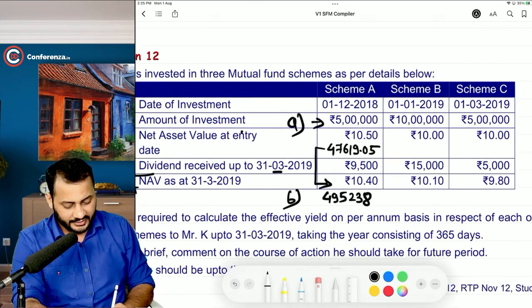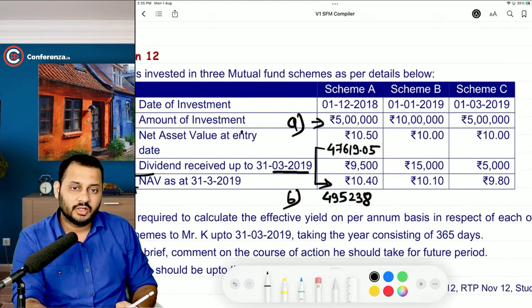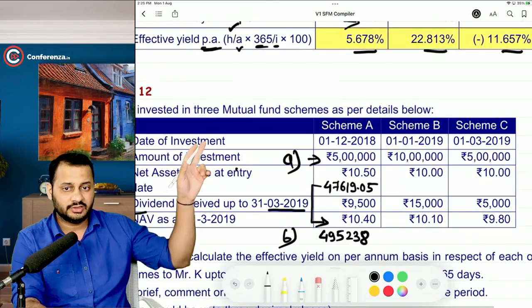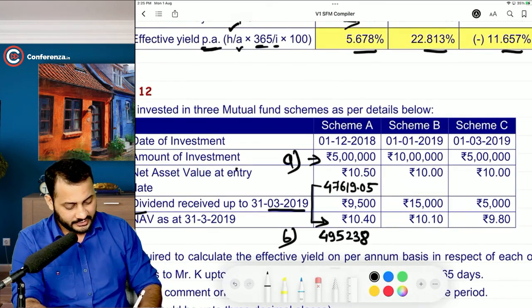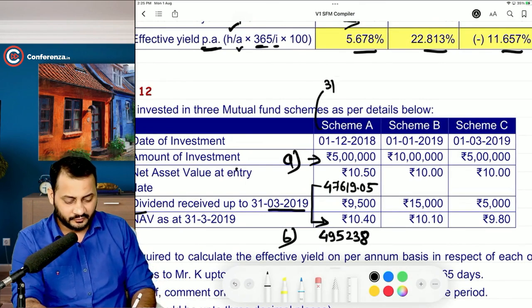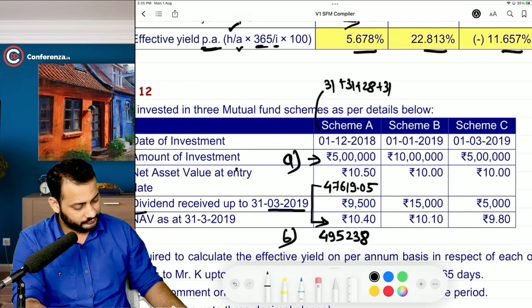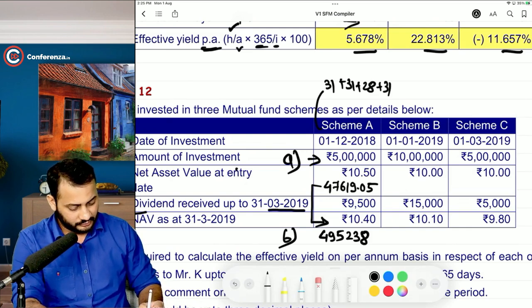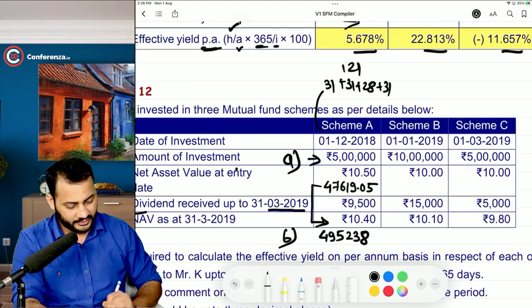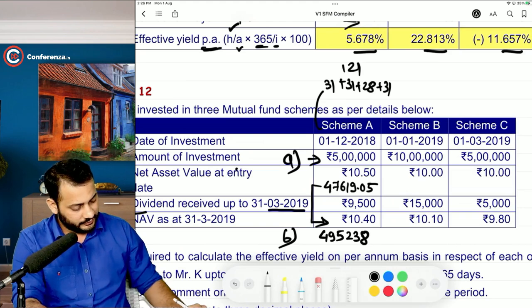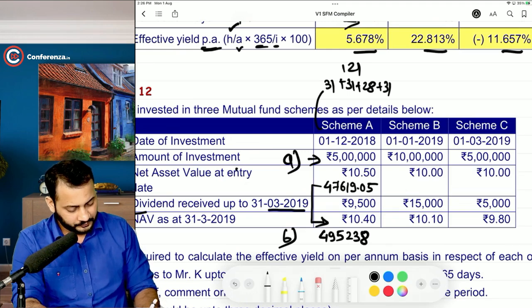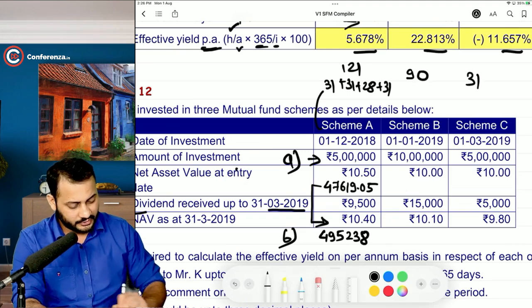See, the closing date is 31st March 2019. So if you come across the starting date, December has 31 days, January 31, February 28 in this year, and March 31. So it becomes 121 days. For this it becomes 31 plus 31 plus 31 plus 31 plus 28, 90 days. And for this it becomes 31 days.